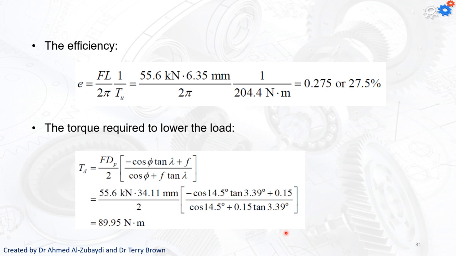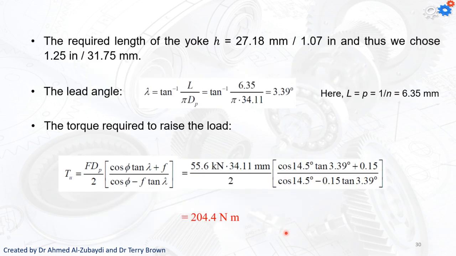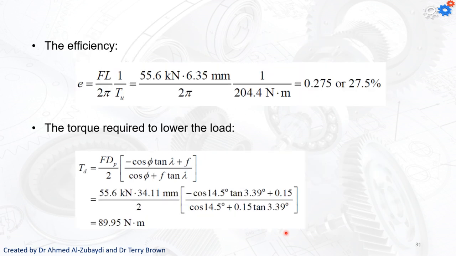So you can see that this efficiency was quite small, 27.5, and it's something to be expected in the case of the power screw. Now for the torque, you can see that the torque to lower the load was 89.5, while this torque was 204.4. And that's mainly what I told you earlier, because when you are lowering down, the load will help you to lower down the power screw.